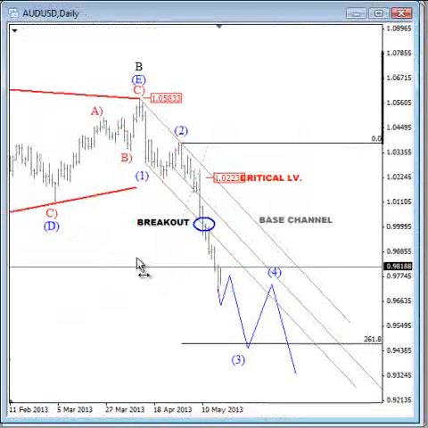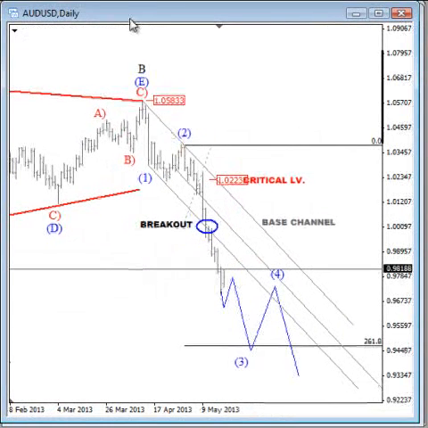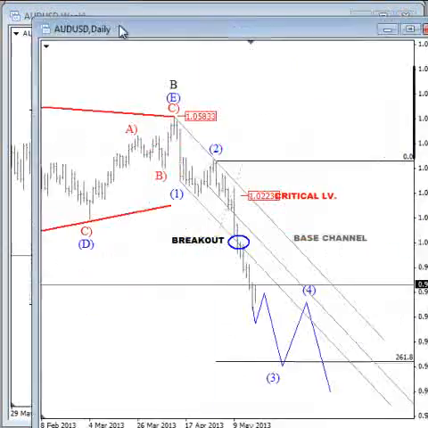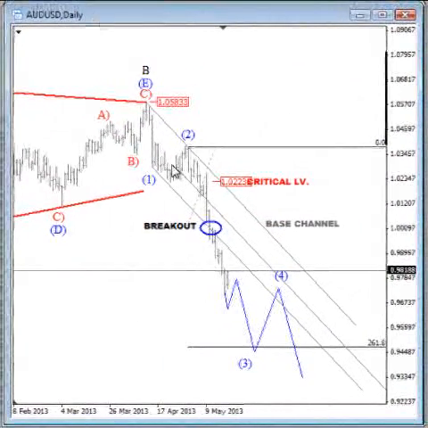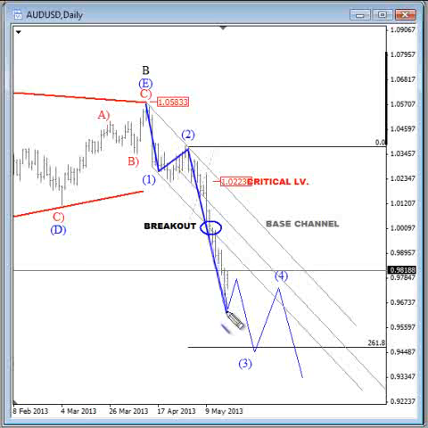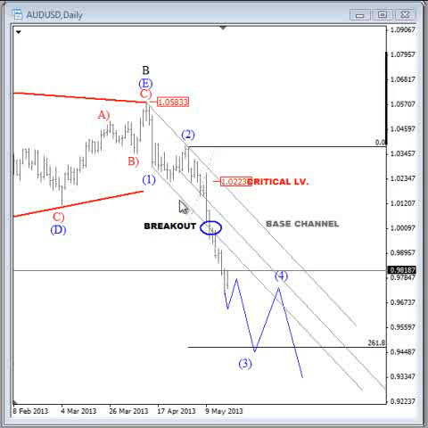On a daily chart, notice that the fall from this peak, which is this high here, is for now in 3 waves. Okay, this was wave 1, wave 2, and now this is a third leg down. But more importantly, notice that recent price has extended well beneath this base channel. Okay, so this was actually a breakout into a wave 3.